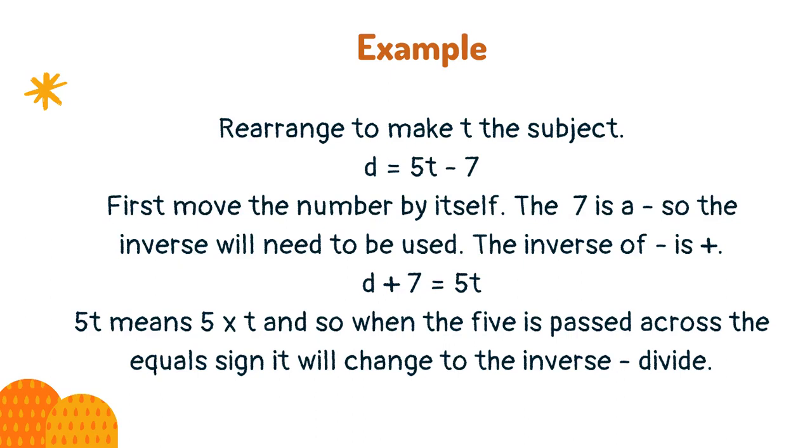Rearrange to make t the subject. D equals 5t minus 7. First, move the number by itself. The 7 is a minus, so the inverse will need to be used. The inverse of minus is plus. D plus 7 equals 5t. 5t means 5 times t, and so when the 5 is passed across the equals sign, it will change to the inverse, which is divide.